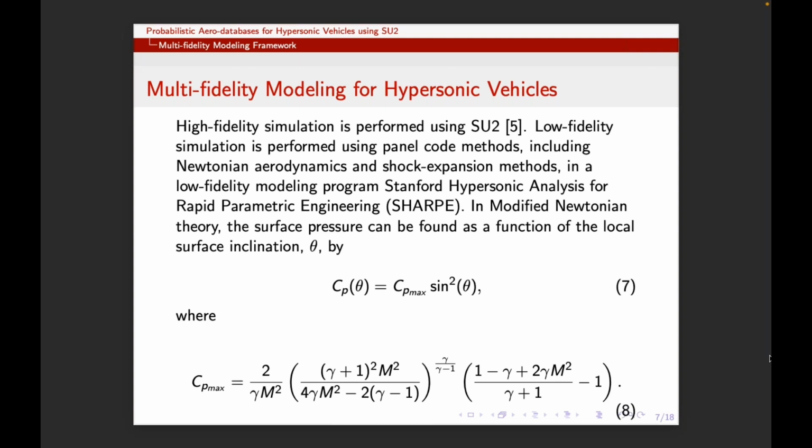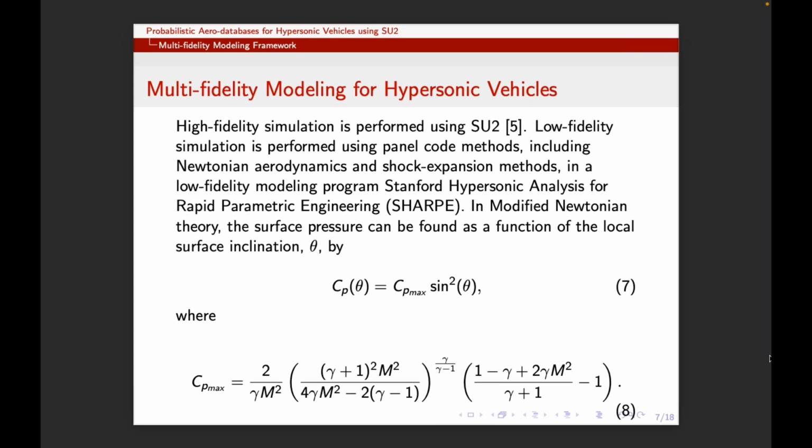So with that background out of the way, it's useful now to talk about the physical modeling, the multi-fidelity modeling framework that we're using for hypersonic vehicles with SU2. Our high fidelity simulation is performed using SU2, and specifically here we're using the perfect gas model since we're running at relatively low Mach numbers, though we've also done simulations in the past with the SU2 NEMO code on these similar geometries, incorporating thermochemical non-equilibrium effects.